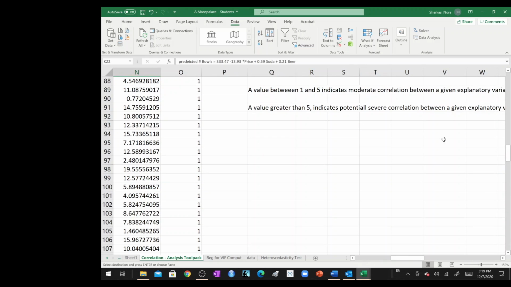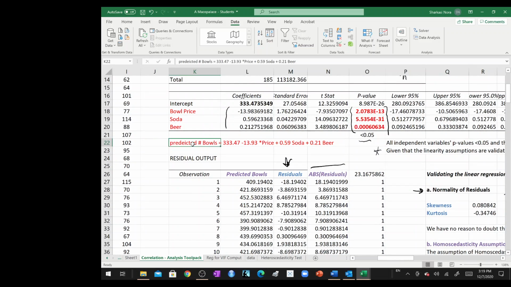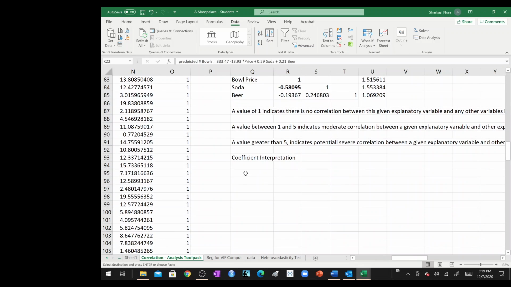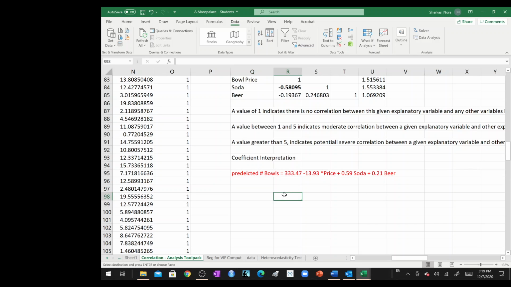Now we are ready to interpret the coefficients of this model. After we validate all the assumptions, let's do the coefficient interpretation of this model. So what does that mean? This means that when the values of all the independent variables are 0, when the price is 0, soda is 0, number of beer is 0, this model is really difficult to interpret the intercept. So I'm going to just skip this interpretation of the intercept. So let's just say that if the price is constant, there's no change in price, no soda, no beer, then the number of balls sold will be 333.